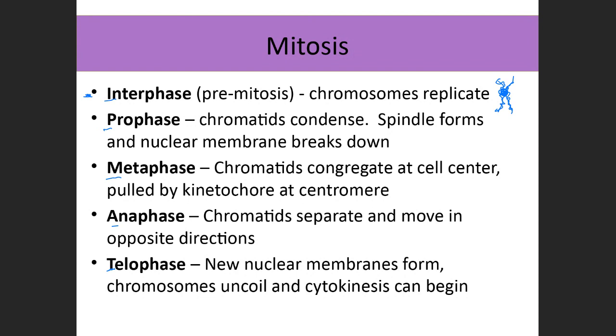Okay, metaphase, everything goes to the middle of the cell. I'm going to show you pictures, but in metaphase everything lines up in the middle. Anaphase, they get pulled apart. And telophase, a new nucleus is going to form around all of those chromosomes, some on one side, some on the other side, and the cytoplasm is going to divide also. That's cytokinesis, cell division here.